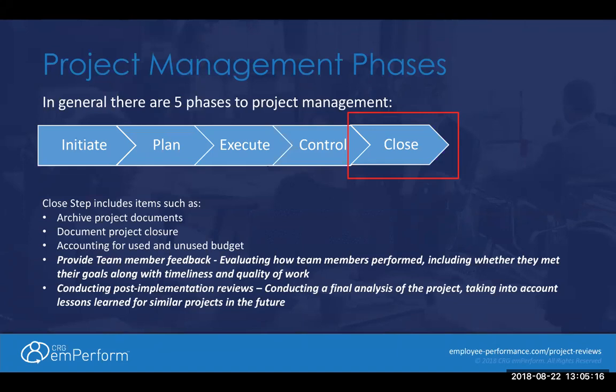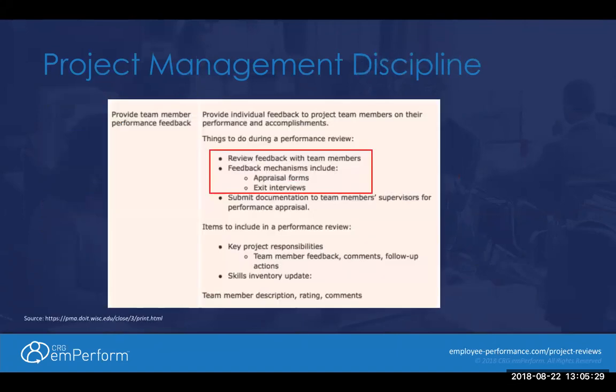And again, depending on your organization, you might do this as a team, you might do it individually. What we want to focus on today is how we bring individual project team member reviews into this process. So when we look out at it, we see, provide team member performance feedback. Well, here's an example we found where it spells out exactly the format that you can do this, and includes reviewing feedback from team members. Feedback mechanisms include appraisal forms and exit interviews. So they actually are foundational in a way, and what a great place to really bring it in.